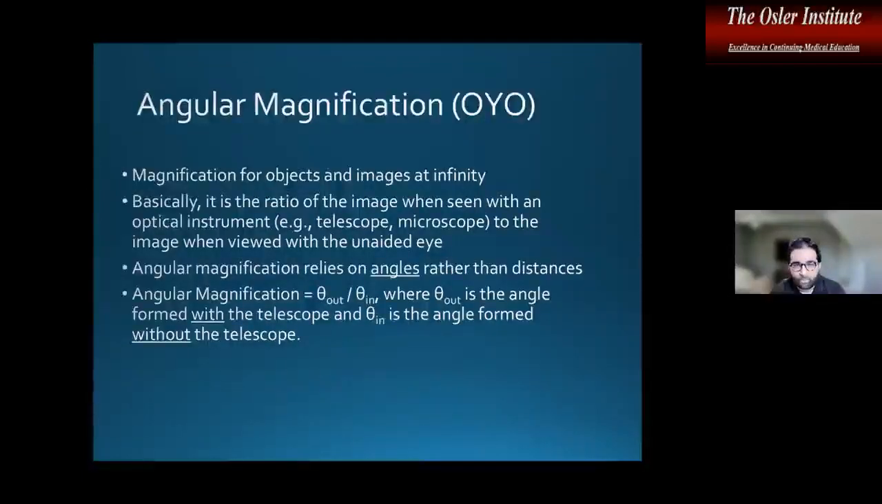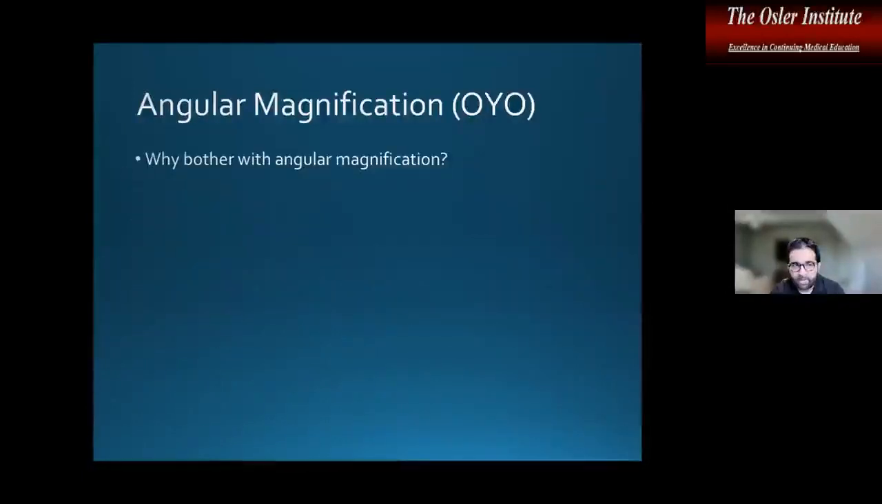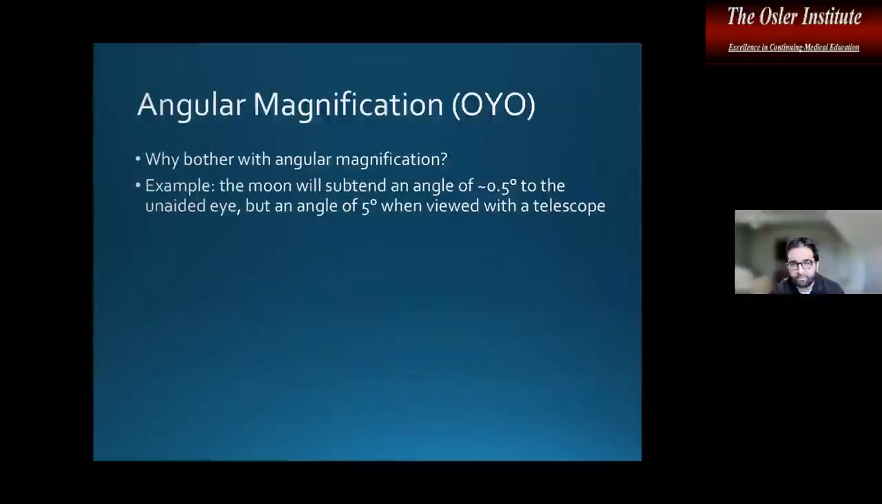Angular magnification, I want you to read on your own because it has to do with angles rather than distances, but why bother with it? So for example, if you look at the moon, which is about 0.5 degrees to the unaided eye, but then because you look at it with the telescope, it's going to increase. You're going to have a 10x magnification of the moon because of angular magnification. So angular magnification is primarily going to deal with telescopes. We're going to spend a little bit of time talking about telescopes in the next couple of slides here, but that's what angular magnification does.